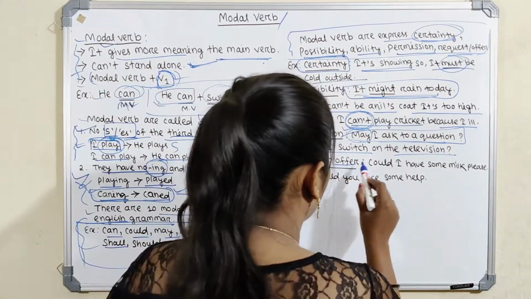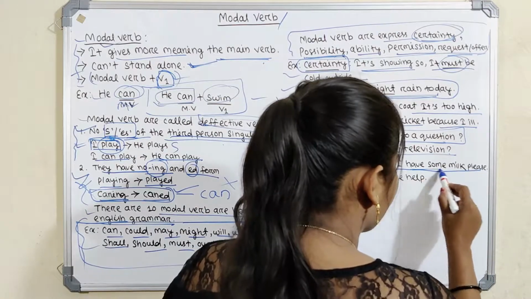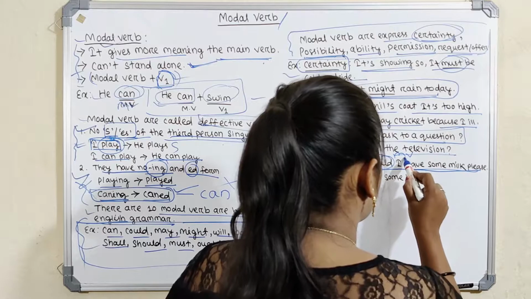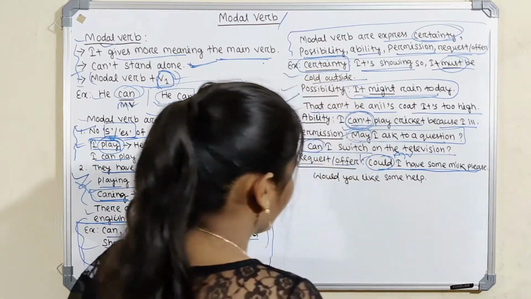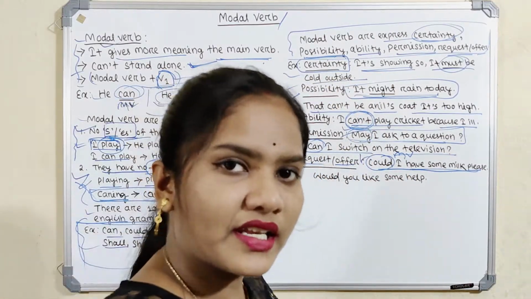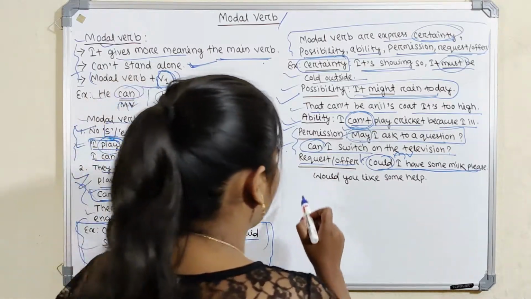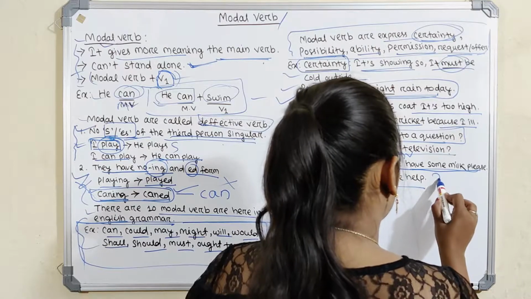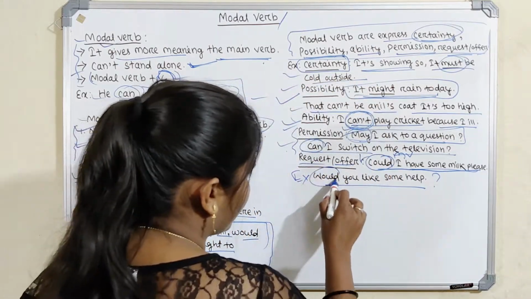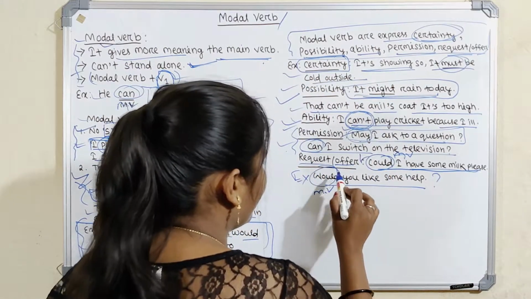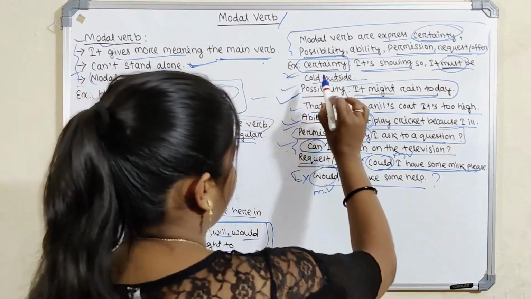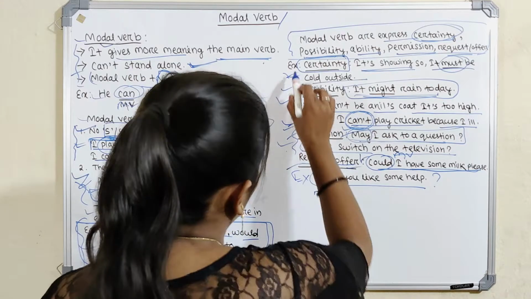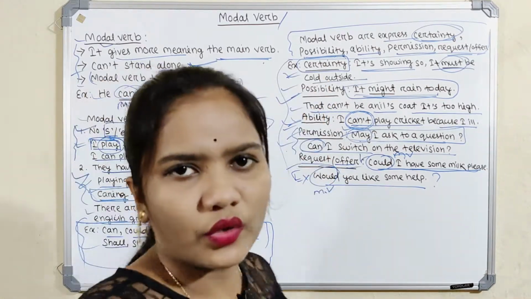Request or offer. A request, like: could I have some milk please? Here could is the modal verb. So in case of request, we also use a modal verb. In case of offer, we also use one. Let's take an example: would you like some help? Would is the modal verb. So in case of certainty, possibility, ability, permission, request and offer, only a modal verb is used.